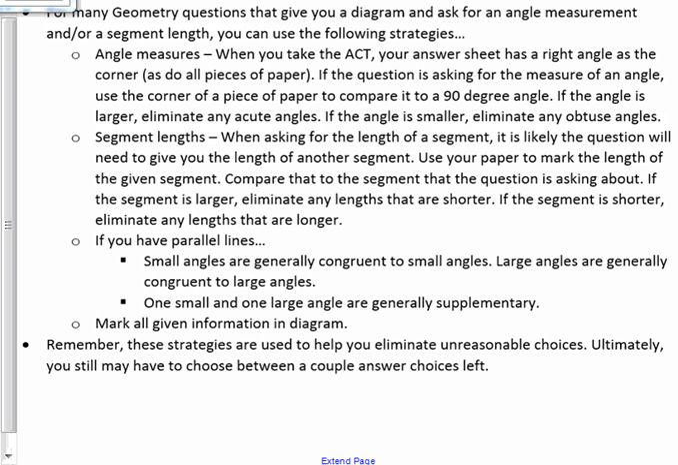Other strategies that you want to think about, mark all given information in a diagram, and if you're talking about a geometry problem that doesn't have a diagram, go ahead and make yourself one. Geometry is a very visual subject. And like I mentioned already, these are strategies just used to help you eliminate unreasonable choices. It won't necessarily get you to the correct answer.